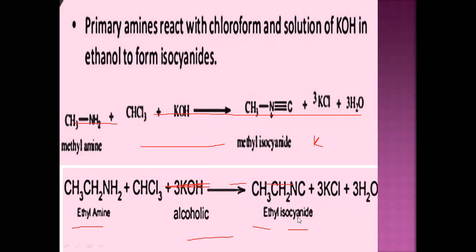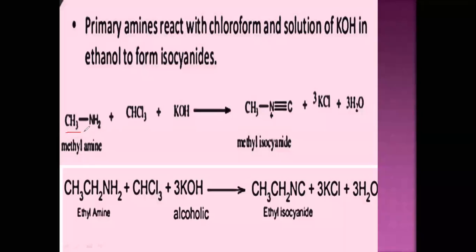Now primary amines react with chloroform and a solution of KOH in ethanol to produce isocyanides. Here methylamine reacts with chloroform with KOH, gives methyl isocyanide with 3 molecules of KCl and 3 molecules of water. Similarly, if we use ethylamine, which reacts with chloroform, it produces ethyl isocyanide with 3 molecules of KCl plus 3 molecules of water. But here an alcoholic solution of KOH is used.